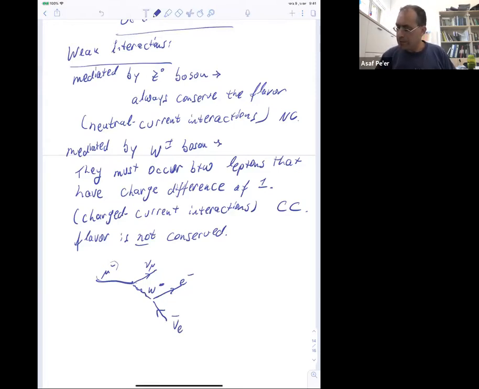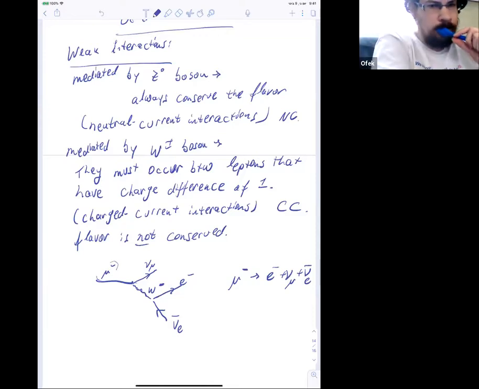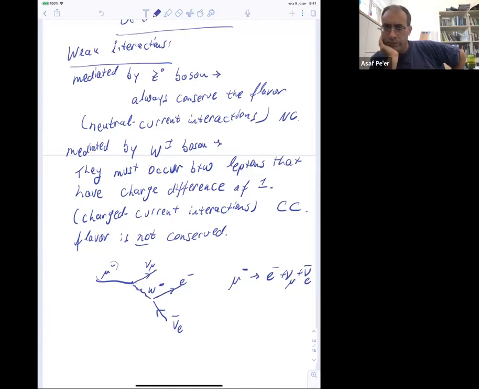So what is plotted here is a decay of a muon. This represents a decay of a muon into an electron plus 2 neutrinos: neutrino muon plus anti-neutrino electron. Or it can mediate scattering. You're right. Now this can occur because the muon is quite heavy, so it's unstable.